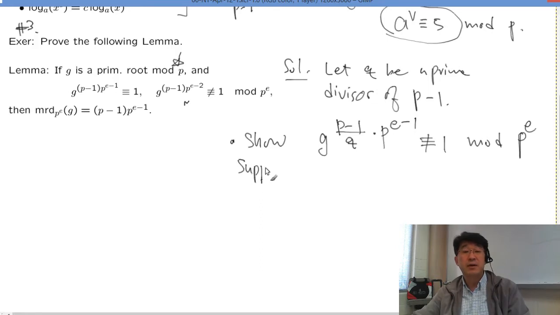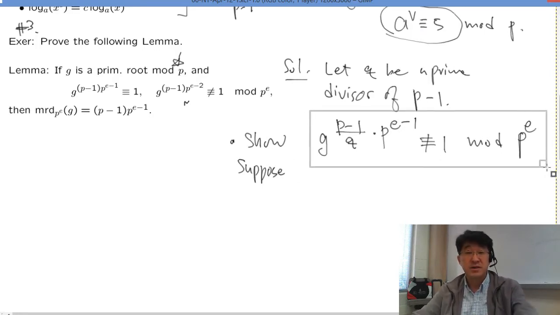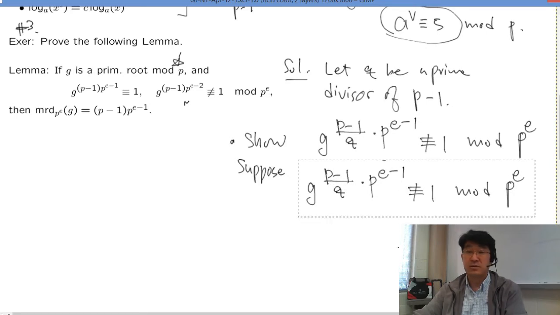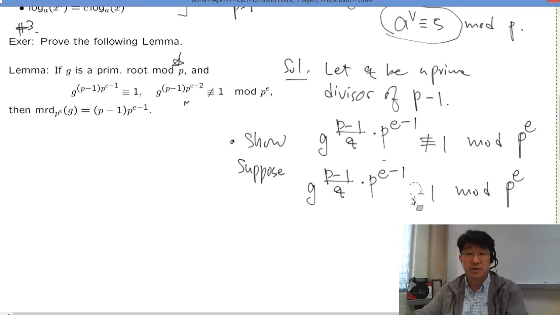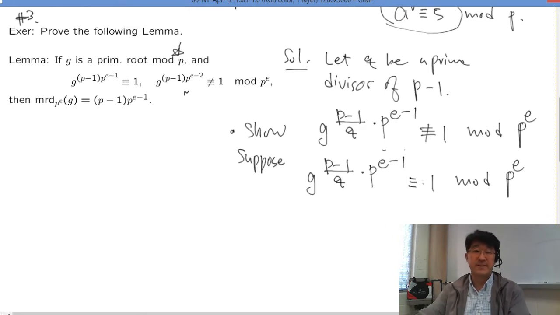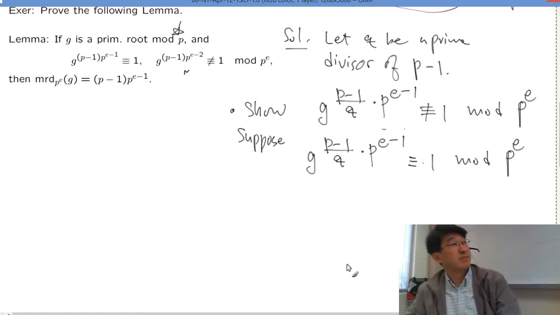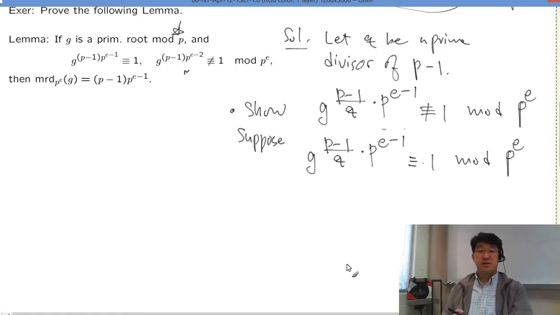Suppose this is congruent to 1 mod P to the E, right? Suppose that, and struggle to find a contradiction. Suppose it is congruent to 1. That's all about mathematics: struggling, and a smile at the end. Suppose it is 1 mod P to the E. What goes wrong?